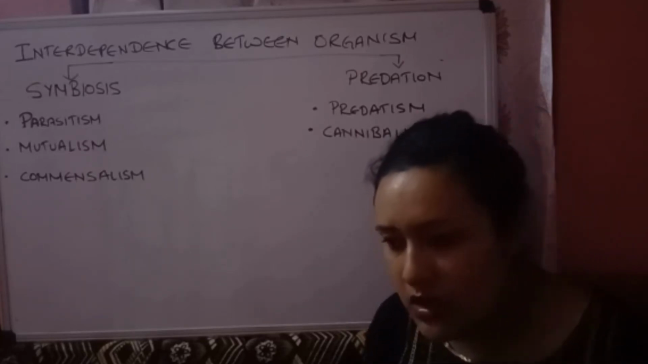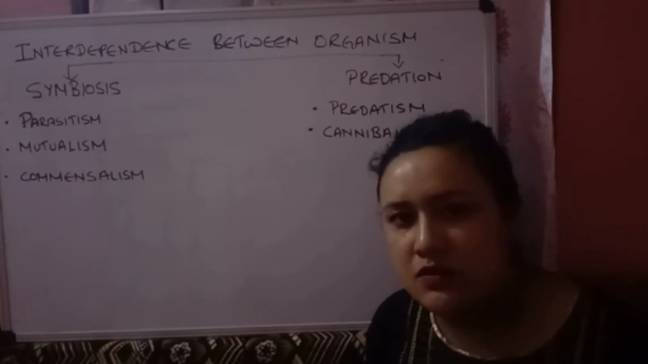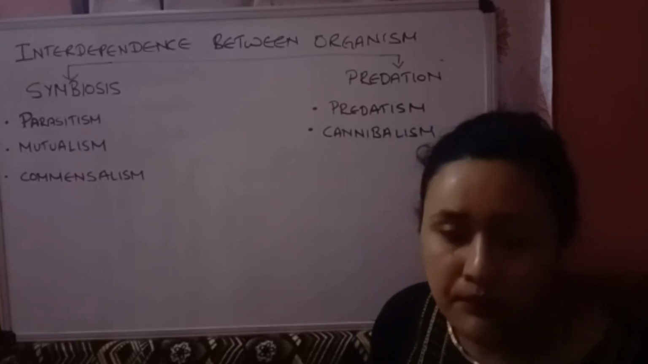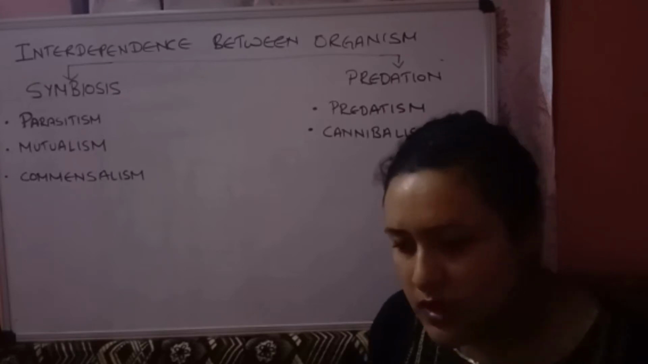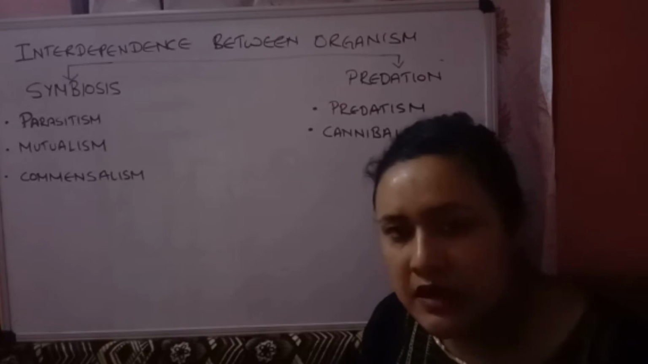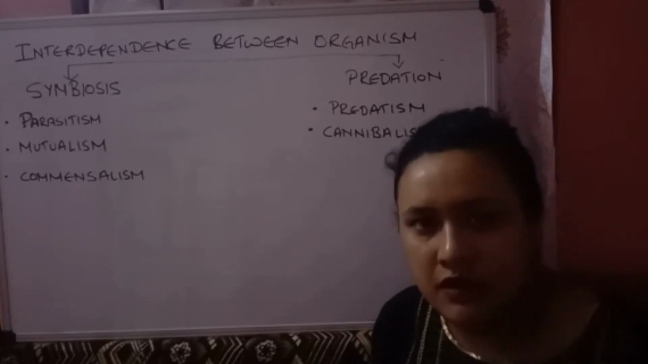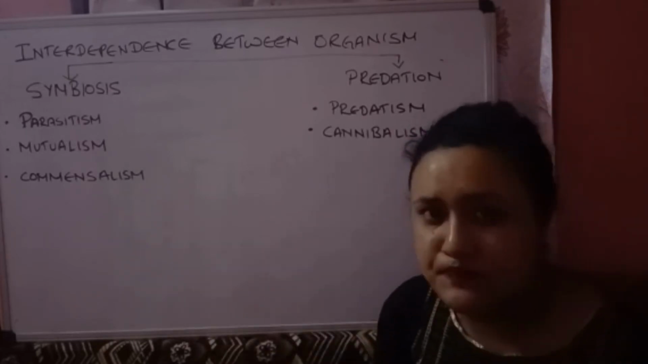So that may be a question: how does the tree get benefited from ants? You all know trees are eaten by grazing animals. When ants are present, they protect the trees from being grazed by the grazing animals. That is how they are benefited. Both are benefited, both are helping each other. Yes or no? That type is known as mutualism.